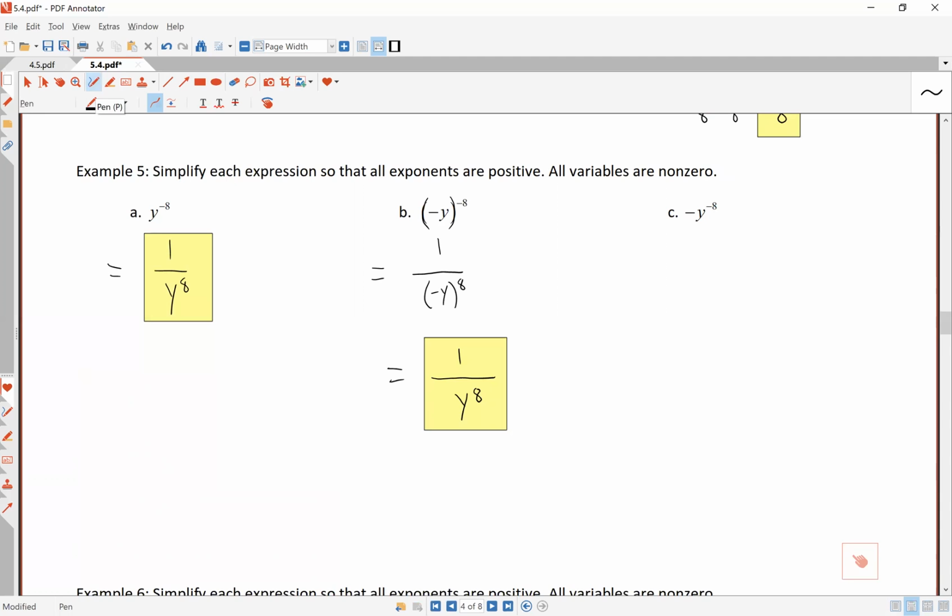Letter C, without the parentheses, the negative is not seen in the front. It's just a negative. The negative on the 8 says to take the reciprocal of y and leave that to the 8th power, giving us negative 1 over y to the 8th.